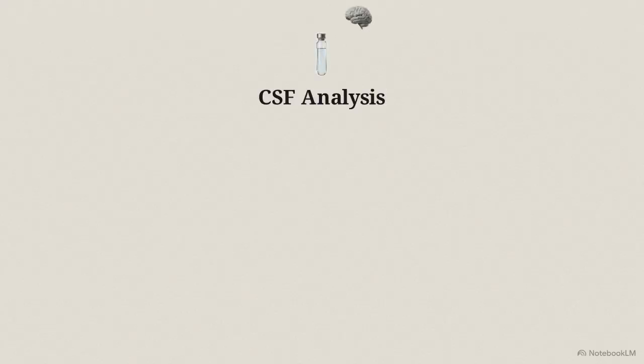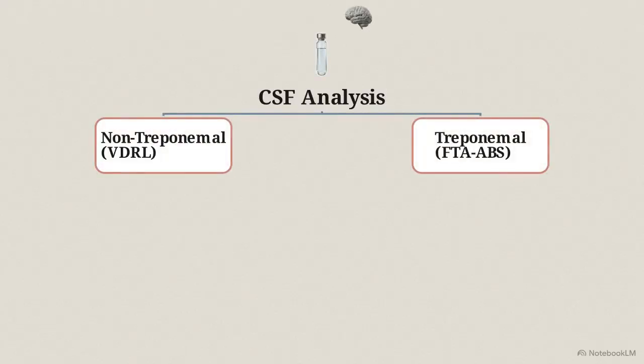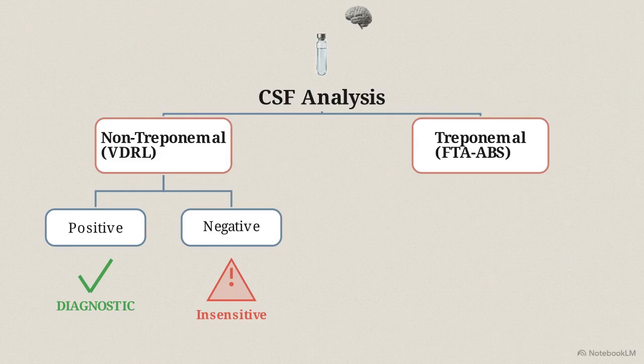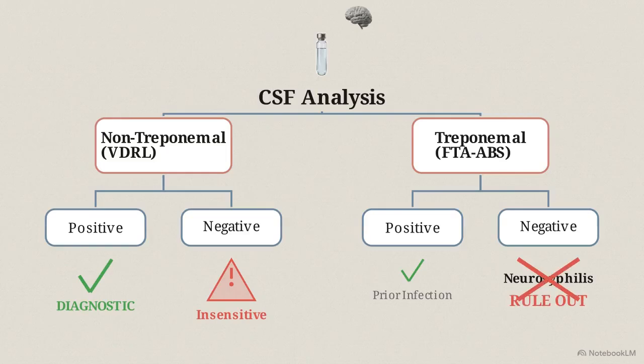Diagnosing CNS involvement creates a paradox in cerebrospinal fluid analysis. A positive CSF VDRL is diagnostic, but the test is highly insensitive. A CSF FTA-ABS test is highly sensitive. A negative result definitively rules out neurosyphilis.